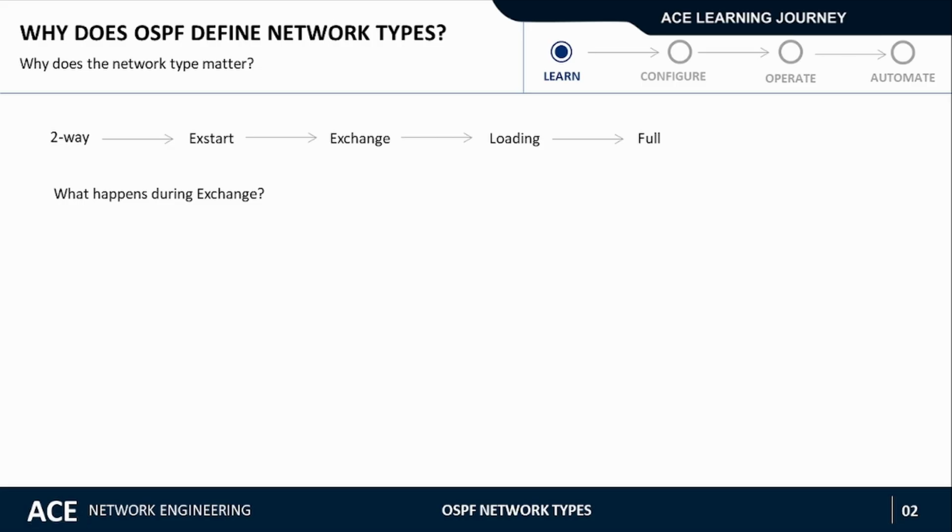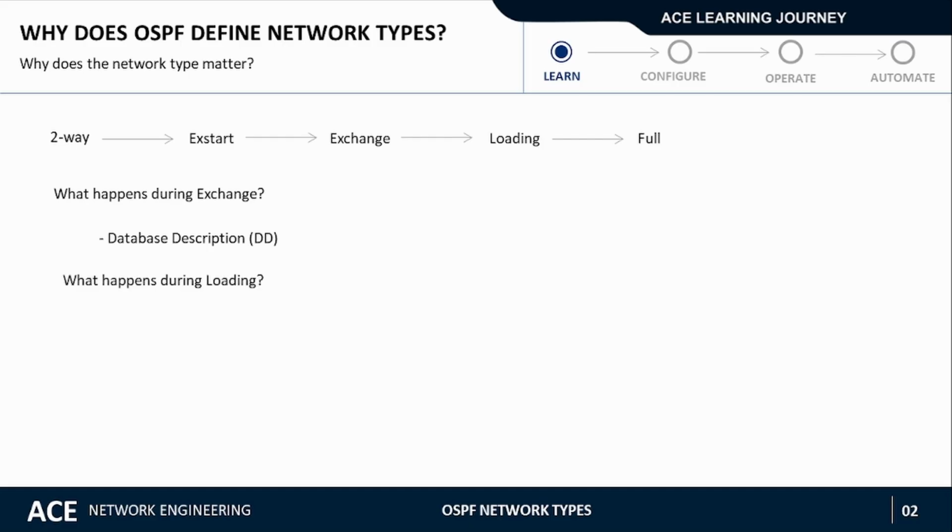So what happens during the exchange? During the exchange, we said we have the first database description, where the router will give a brief of the network components of the network LSAs that it has. It is a brief. We talked about it in the last video, we said it's a trailer. It's not the full description of the LSA that we have.